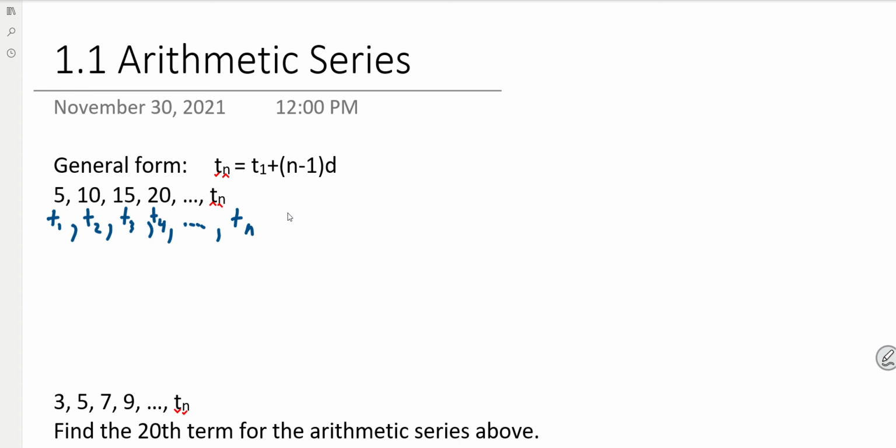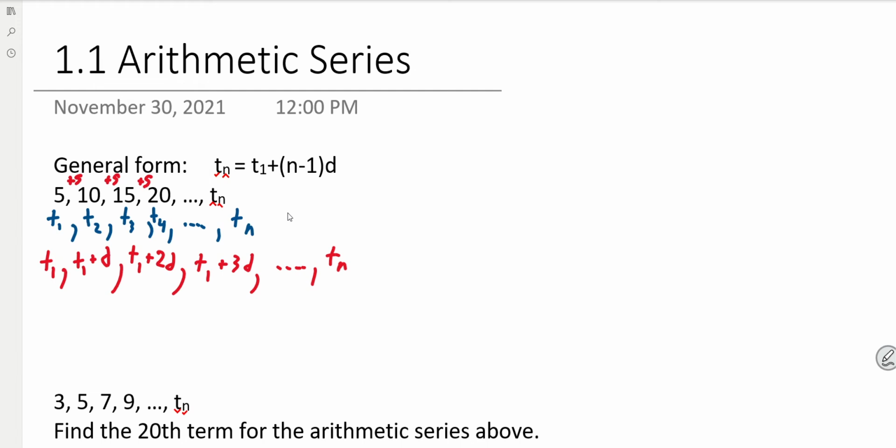But how can we make this as a relation to our first term? Well, here we can see we add 5 every time, and we can call that D. So T2 is like T1 plus D. We're making a general equation here. So there's T1, then T1 plus D, then T1 plus 2D because it's happening twice, then T1 plus 3D, it's happening 3 times, and so on and so forth until Tn.